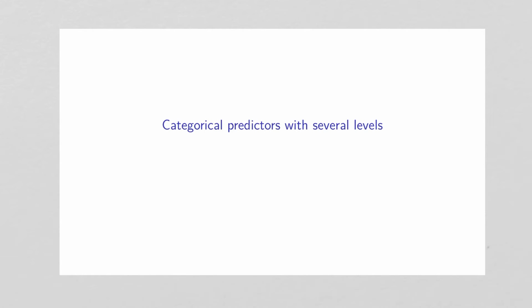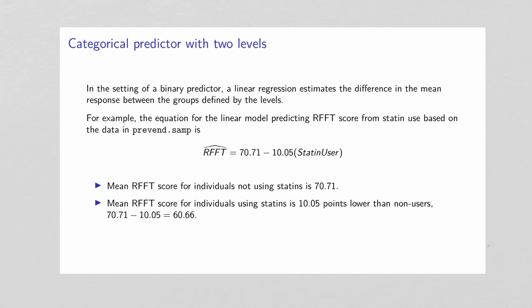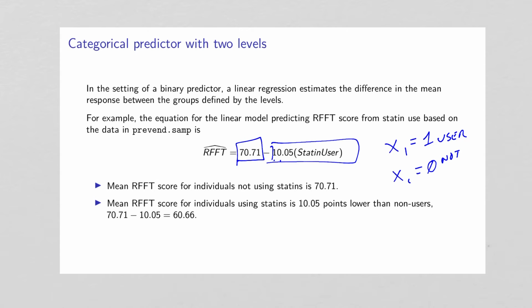What about categorical predictors? So statin user is a categorical predictor, right? And so I told you this. You start this as your baseline, and if you use or don't use, the score will vary by 10.05. So x1 will equal 1 if you're a user, and will equal 0 if you are not a user. So if you make this 0, then you're at the baseline. But if you make this 1, then you have to subtract 10 from the baseline.